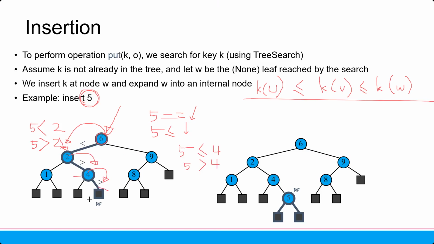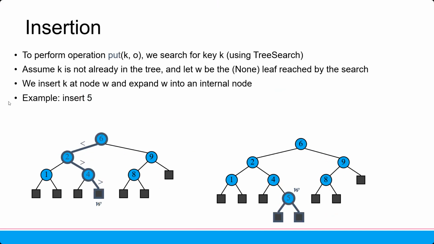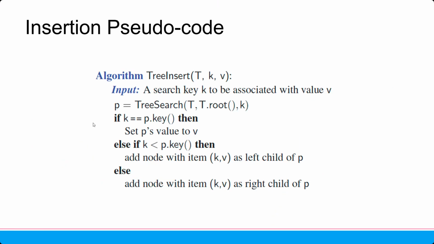And we have a node here, and this node will be expanded. So 4 will be expanded into a new node, which is 5. And after we expand to 5, we put additional external nodes. So this is the mechanism for insertion. So this is the algorithm for inserting into a tree.